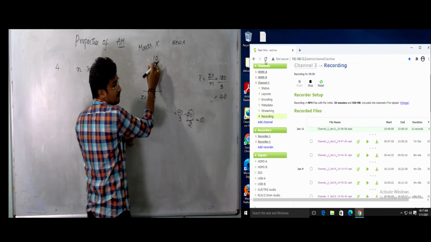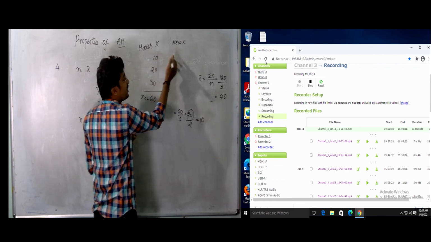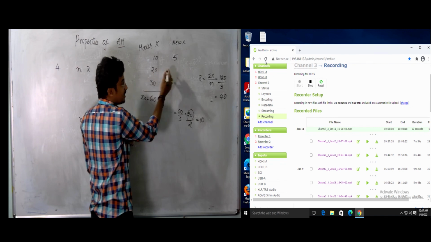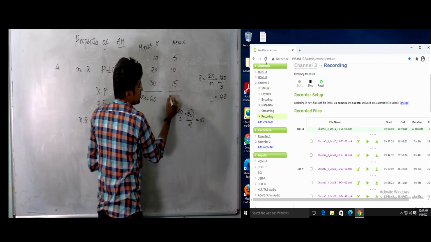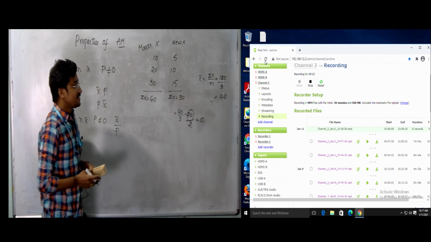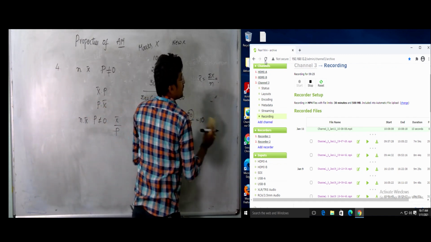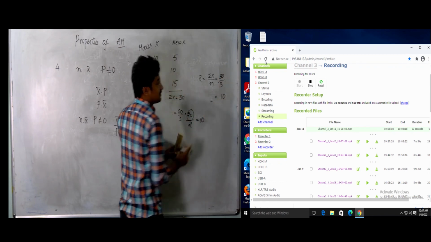Original data, each observation divided by 2: 10 by 2 is 5, 20 by 2 is 10, 30 by 2 is 15. Summation x is 30, and 30 by 3 is 10.